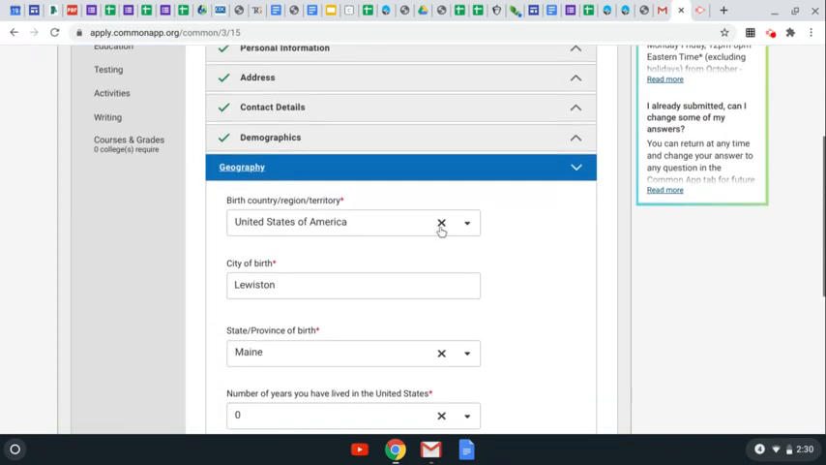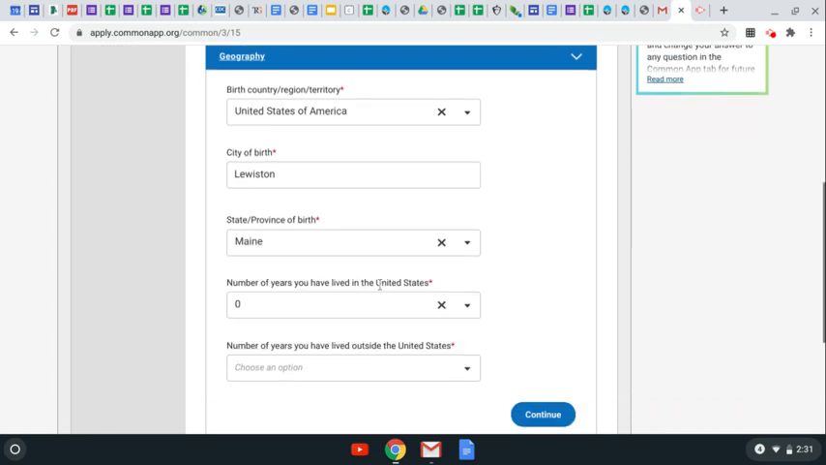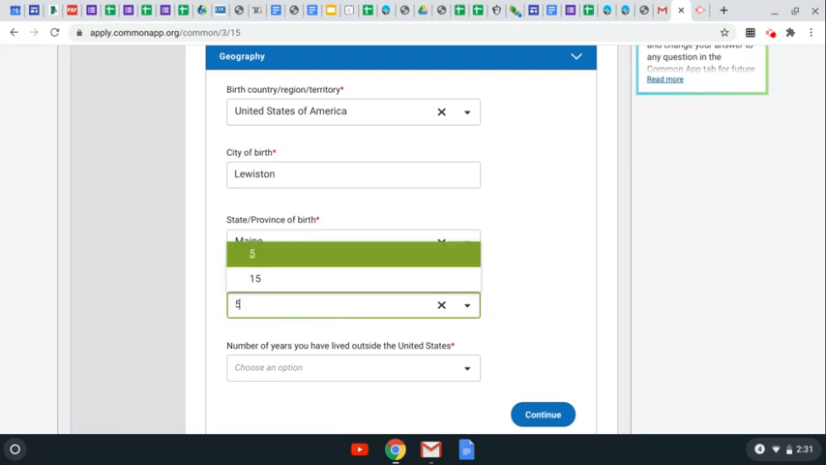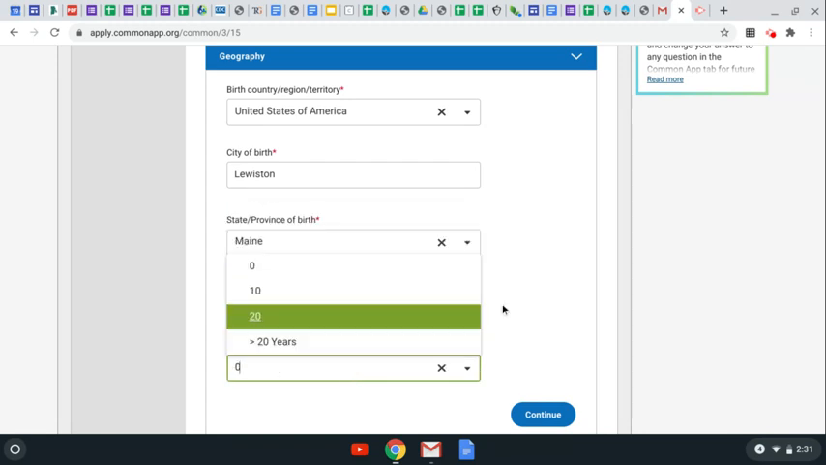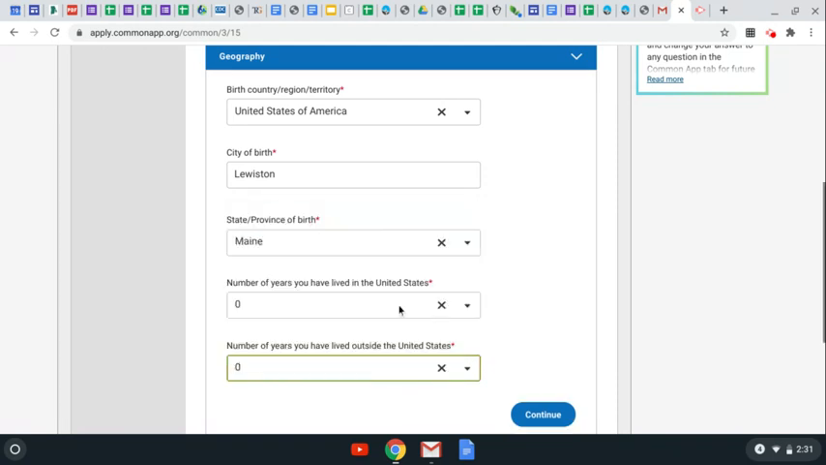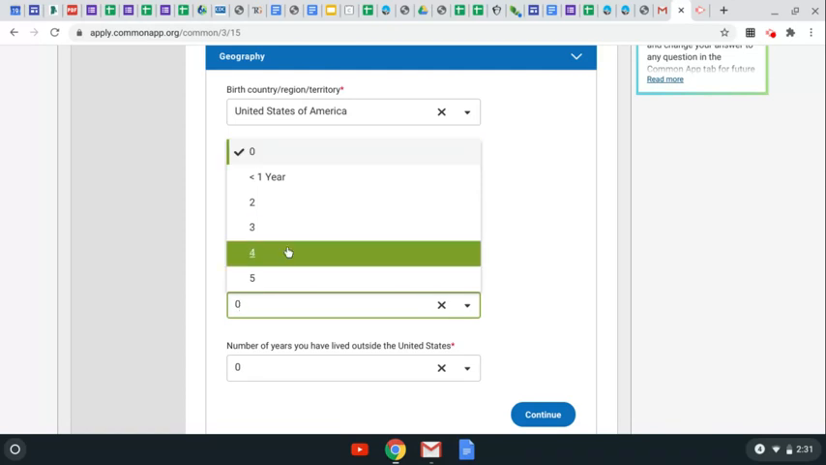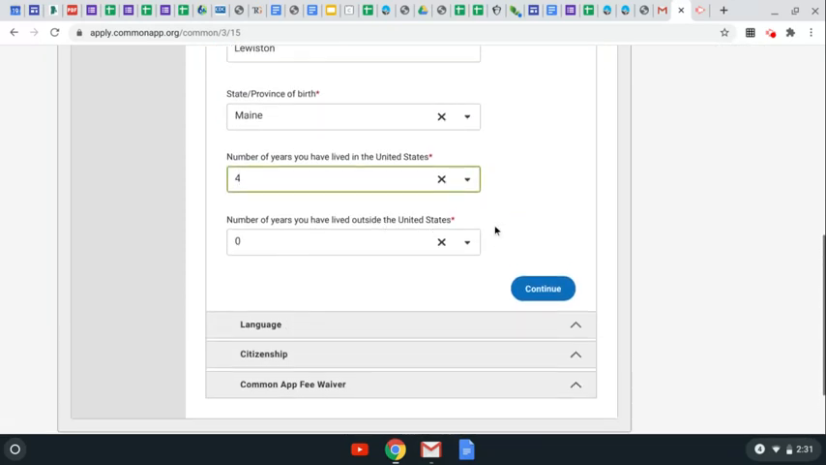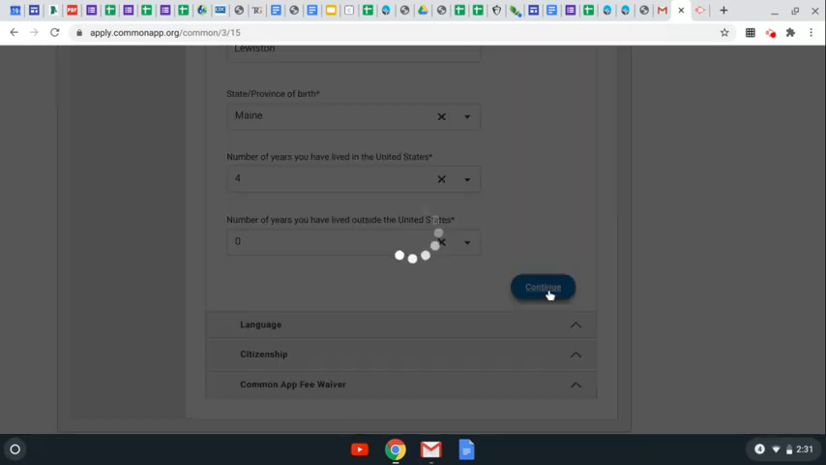Under geography, you're going to indicate your birth country. For most of you, it will be the United States, but some of you were born in other places, so you'll indicate that there. Your city of birth, your state of birth, the number of years you've lived in the United States. For many of you, that will be your entire lifetime. So now you know how old I am. So I'm going to put the number of years outside of the United States as 0. But for some reason it's not letting me answer that. But in any case, if you are born in another country, then you would have to put down the number of years you lived in that country and then the number of years in the United States.